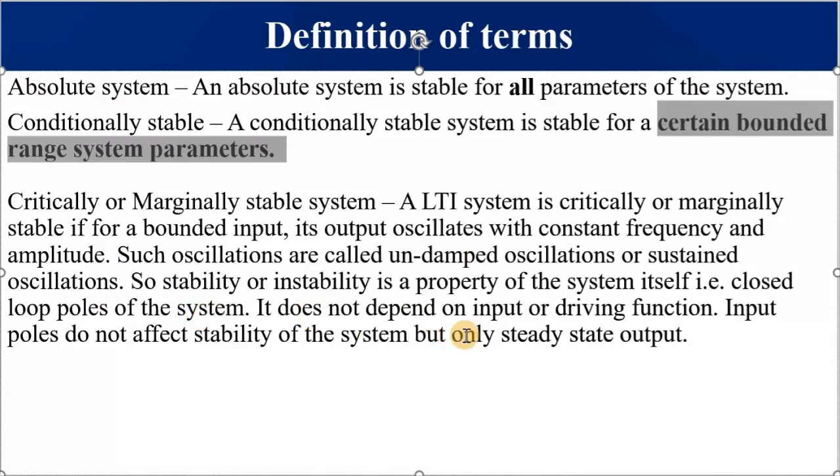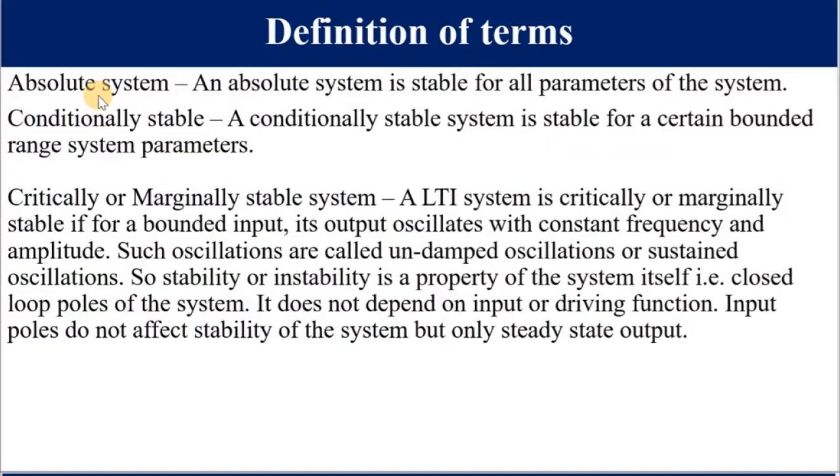So stability or instability of a system is its property, that is, of the closed loop poles of the system. It does not depend on the input or driving condition, but it depends on the location of the poles of the particular control system. Please take note of this point: input poles do not affect stability of the system, they only affect the steady state output. We'll be looking at steady state when we do time response of control systems.